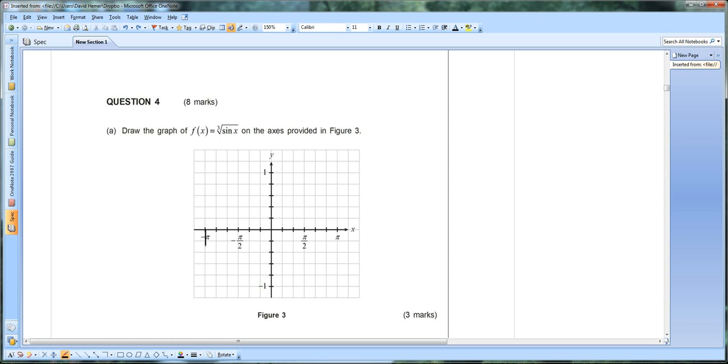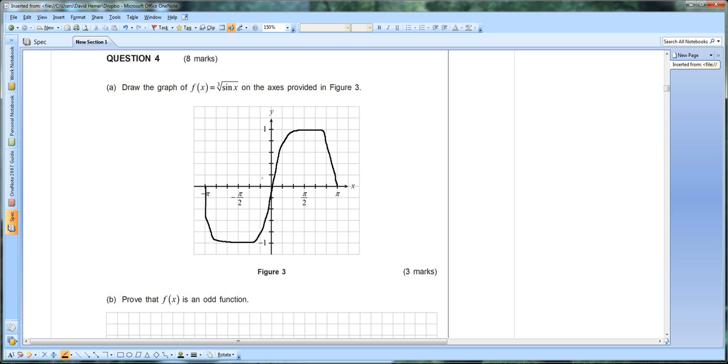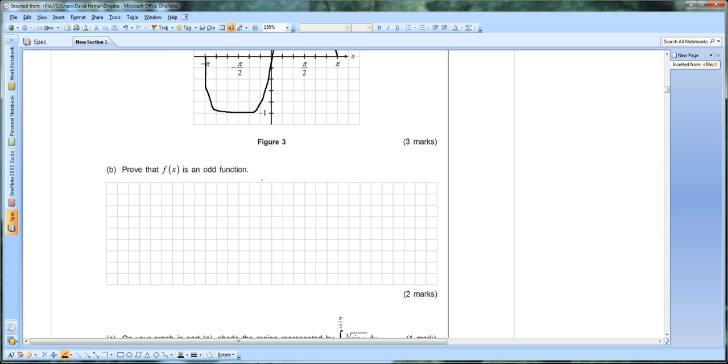So after we put it into a graphics calculator, what we'll see is we'll actually get a graph that looks something like this. So it's maxing out around this point here. So it's a little bit like a sine curve, except we've got a flatter top to it.